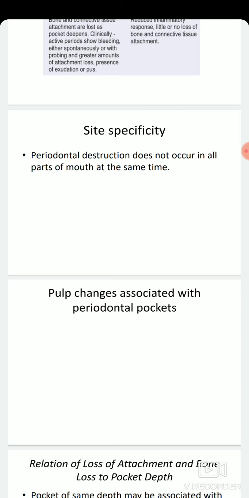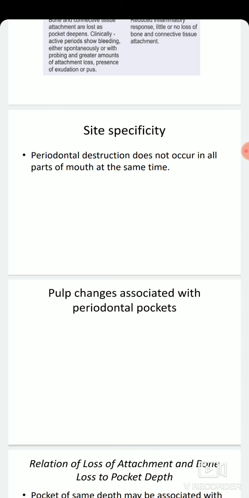Clinically, active periods are associated with bleeding on probing and gingival exudate, whereas inactive lesions are not associated with bleeding on probing. So that signifies whether the areas are active lesions or inactive lesions, progressive lesions or non-progressive lesions.